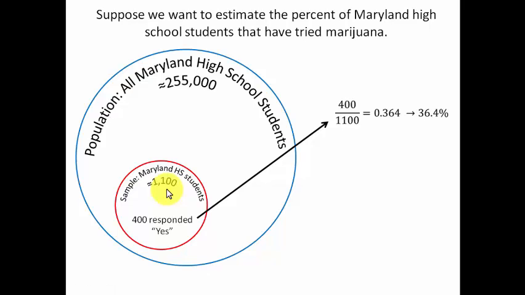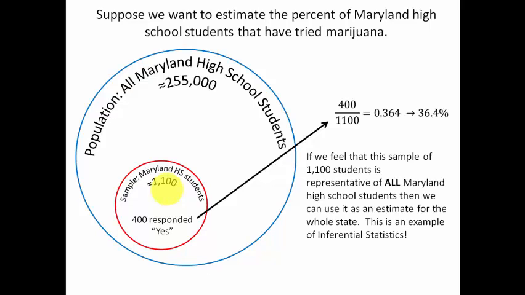Now this is where it becomes inferential statistics. If we think that this sample of the 1,100 is representative of all Maryland high school students, then we can use it as an estimate for the whole state. Again, as I said, this is how inferential statistics works.